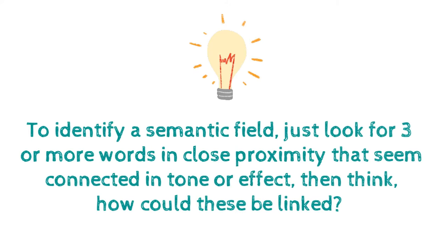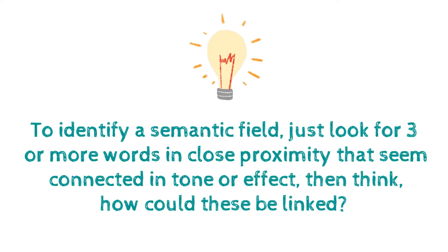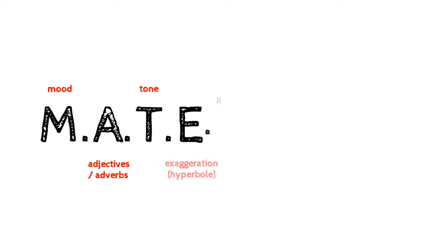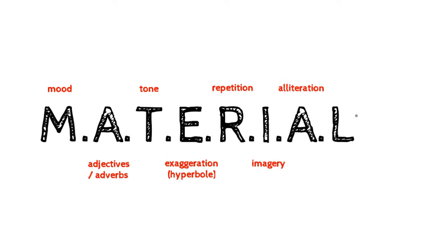So to identify a semantic field, just look for perhaps three or more words in close proximity that seem connected in tone or effect. Then think, how could these be linked? If there's a clear connection, you have a semantic field. Well, that covers this set of essential techniques which you can use to analyse any text if you're studying literature or language. And don't forget the acronym MATERIALS is a useful memory cue to help you if you're preparing for an exam or final coursework.